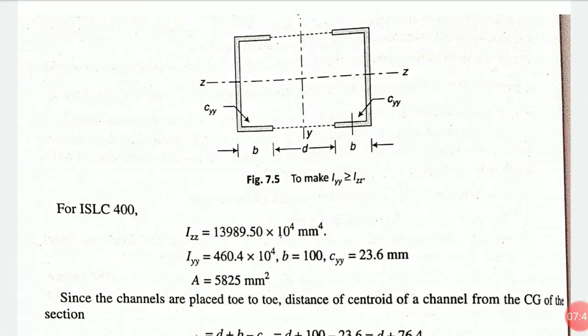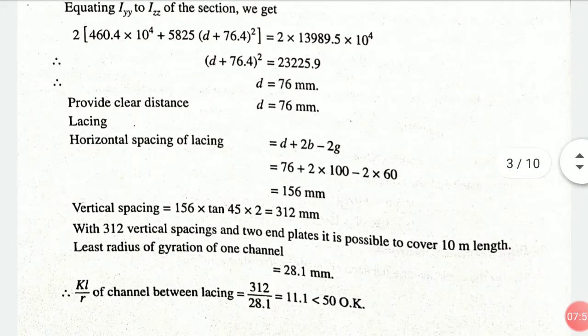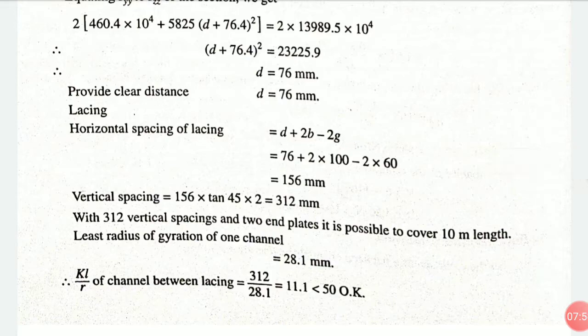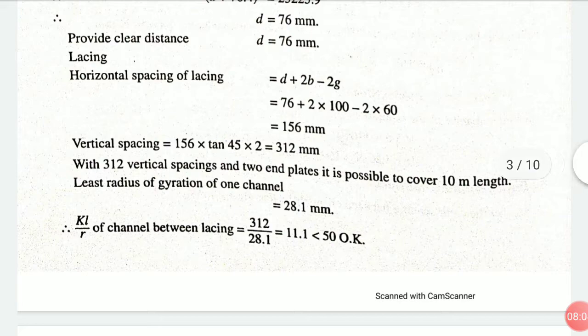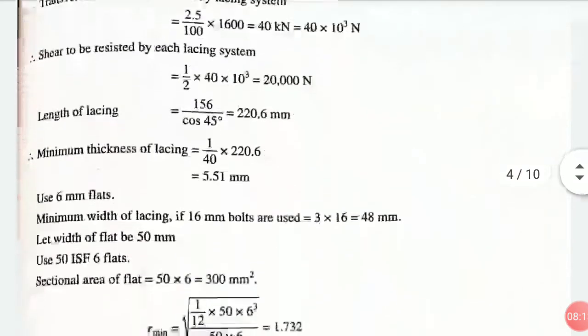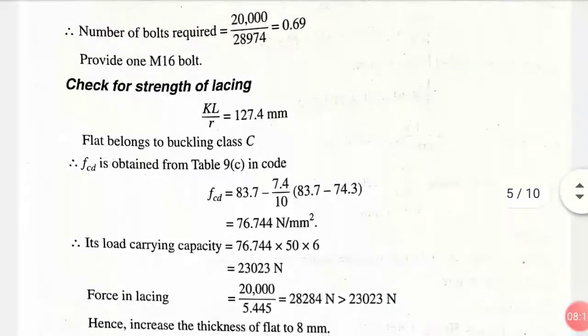Plus 2B, from the end of the channel to the end of the channel, it has to run D plus 2B. Again, we have minus 2G. G is the gauge distance, from the end of the channel to the center of the bolt, 2G. So that gauge distance I have kept as 60. For gauge, check the minimum gauge distance clause in bolted connections. In the figure we have shown it here at the end.